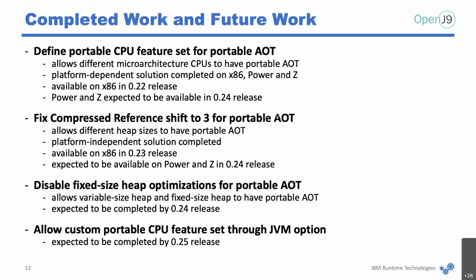Disable fixed size heap optimizations is expected to be completed by 0.24 release. A future work item to allow users to specify their own portable CPU feature set through a JVM option is expected to be completed later, maybe in 0.25 release.